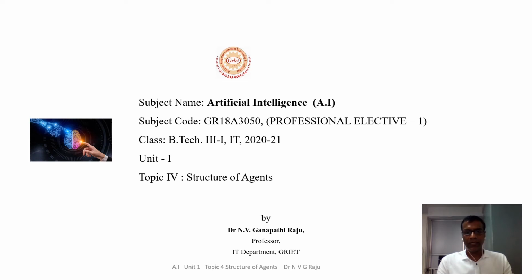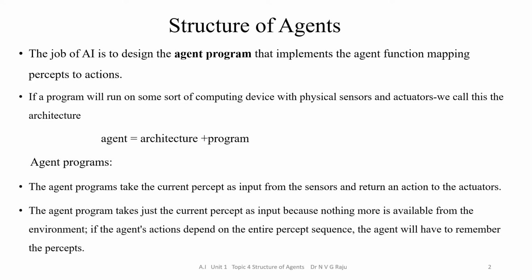Dear students, in the previous lecture we discussed what intelligent agents are and different kinds of environments. The current lecture will discuss the structure of agents. As we already discussed, every agent has sensors and actuators. Sensors perceive the environment and actuators perform actions.